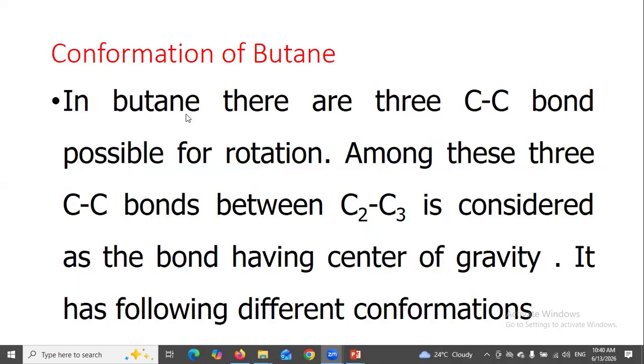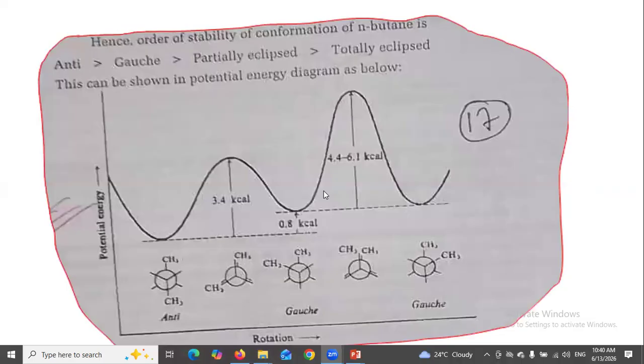Conformation of butane. In butane, there are three carbon-carbon bonds possible for rotation. Among these three carbon-carbon bonds, the bond between C2 and C3 is considered as the bond having the center of gravity. It has the following different conformations.